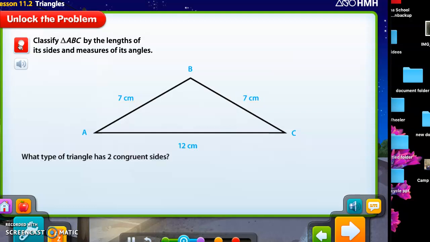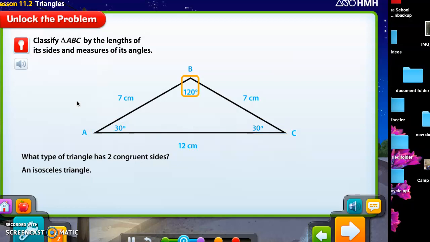What type of triangle has only 2 congruent sides? An isosceles triangle. Next, let's classify the triangle based on the measures of its angles. Angle ABC measures 120 degrees. Angle BAC measures 30 degrees. Angle BCA measures 30 degrees.